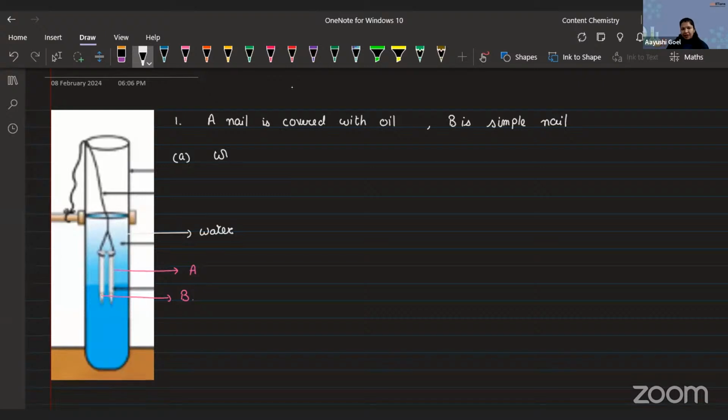A part: what will happen to the nails in a day? Can you answer in the chat? What will happen to the nails when you have this in a day? If you take out the nails from the water, what will happen to them? This is a type of question. Anyone?